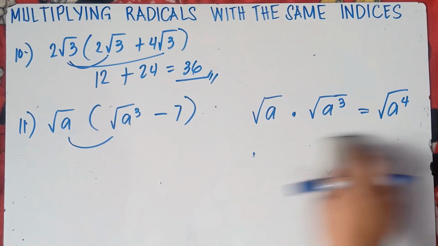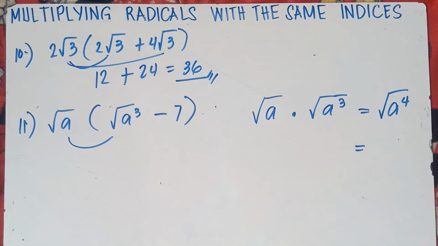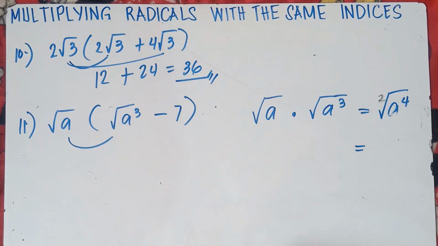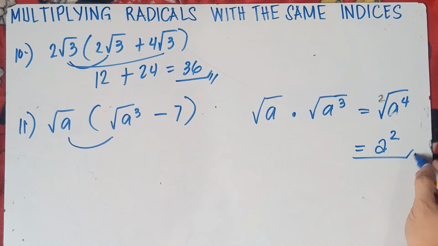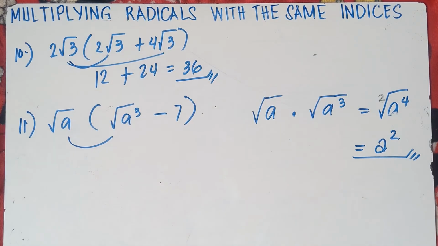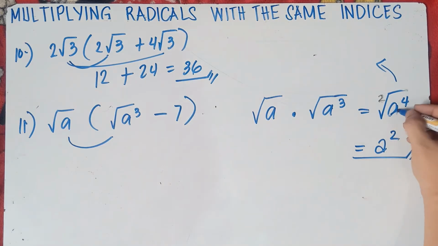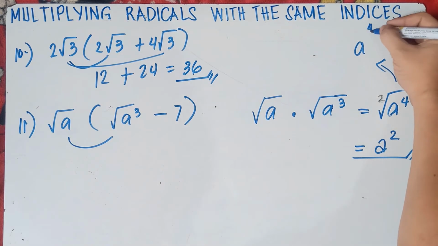So can we simplify the square root of a raised to the power of 4? Yup. We can simplify this one as a squared, right? Because we can divide 4 by the index. So understand that the index there is 2. 4 divided by 2, that would be a squared. So the square root of a raised to the power of 4, that is a squared. Because if you write this one in exponential form, this will be a, then 4 will be the numerator of the fractional exponent.